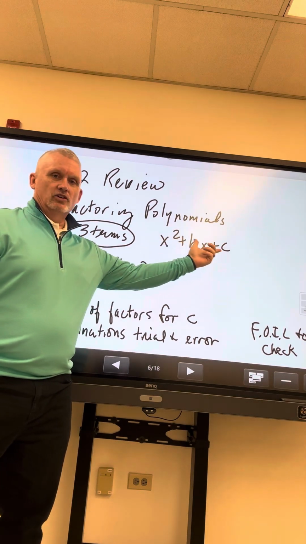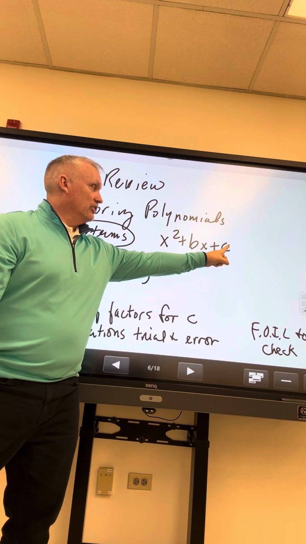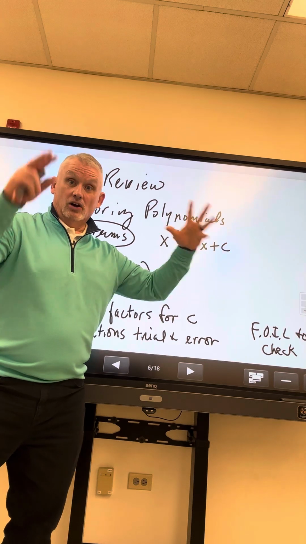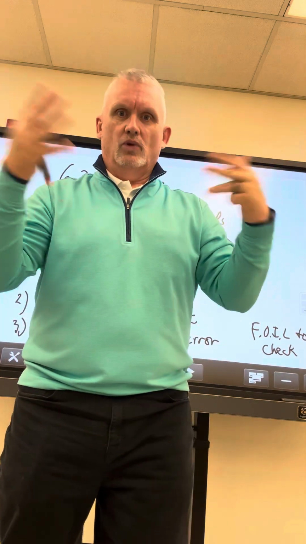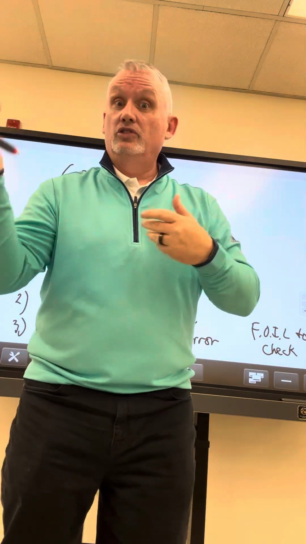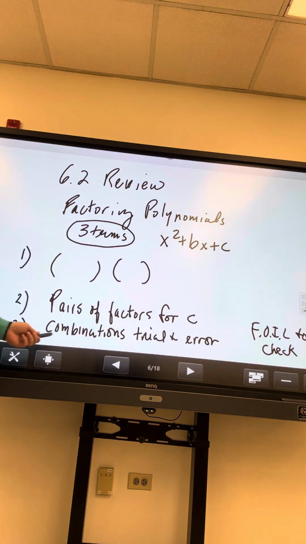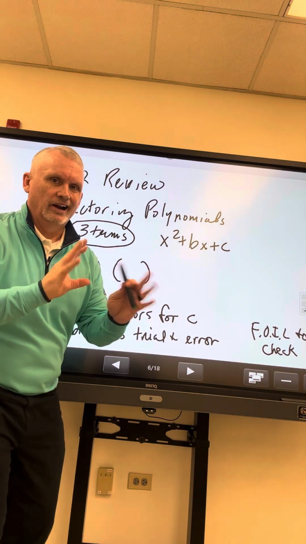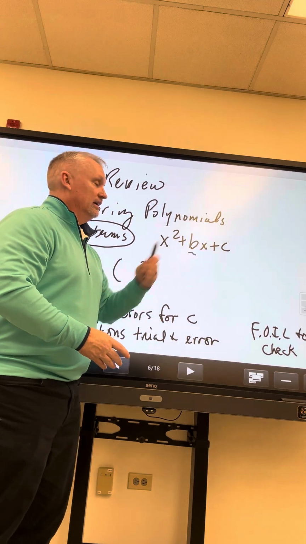Notice this is a trinomial, 3 terms, tri. X squared plus bx plus c. You're gonna do the factors of C, all the factors. So if I said 4, you'd say the factors are 1 and 4. 1 times 4 gives you 4. 2 times 2 gives you 4. Those are factors. Do the factors of C, and then you're gonna do combinations, trial and error, to see what's going to give you the middle guy, the B.